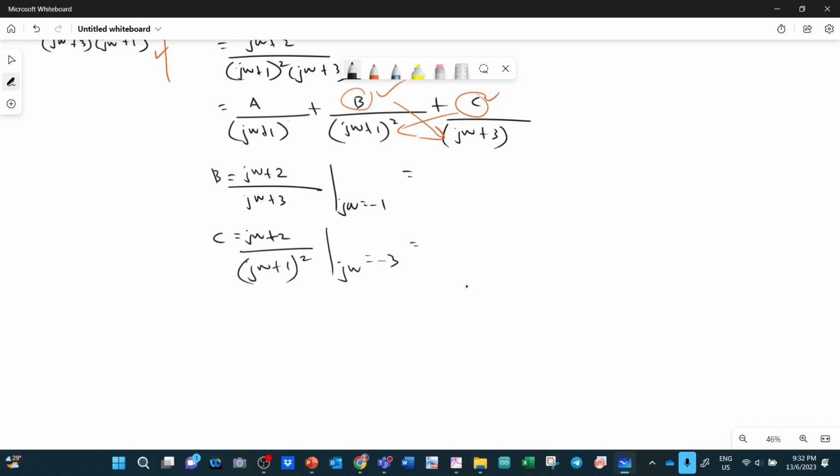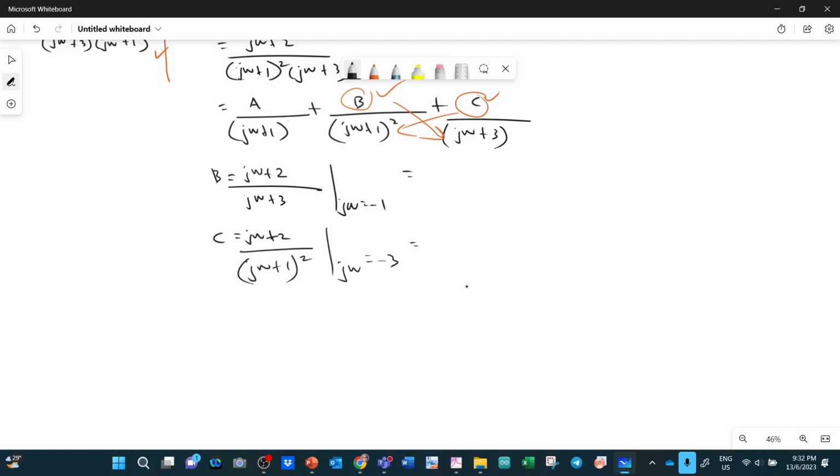So get the answer. For the case of A, it's a bit tricky since you have another factor over here, (jω+1) squared, and there is one more over jω. So how do you find it? For the case of A, you need to use the concept of differentiation for two functions.